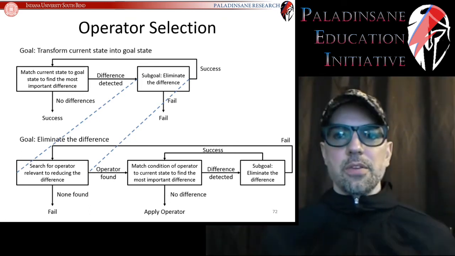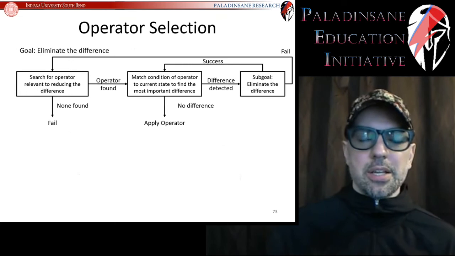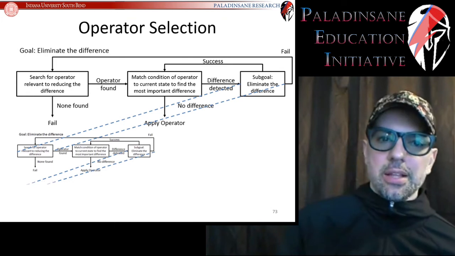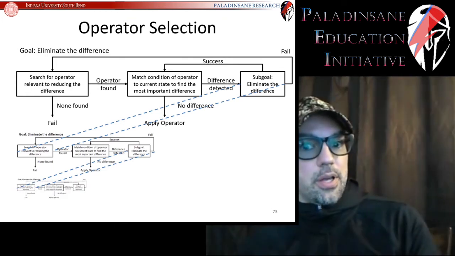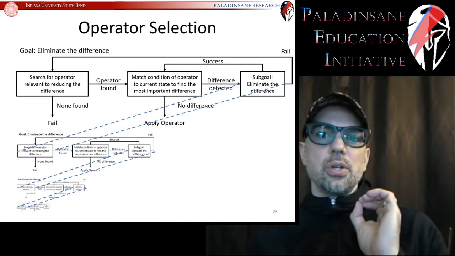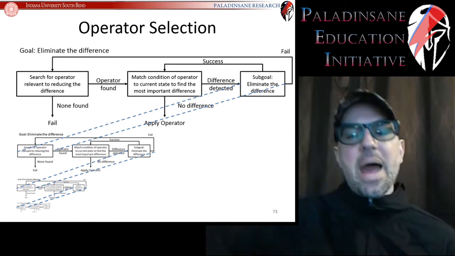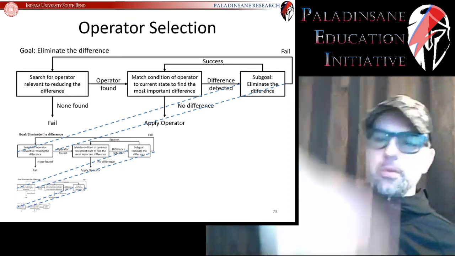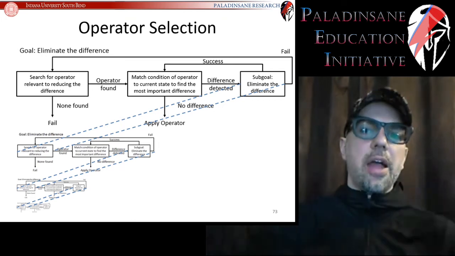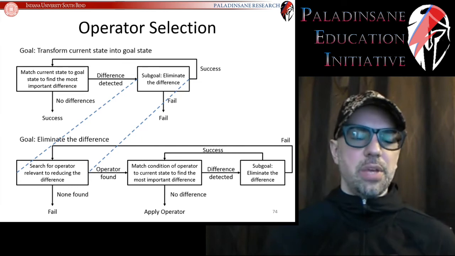So eliminating the difference of your initial sub-goal could lead you to another sub-goal. And then eliminating the difference of that sub-goal could lead you to another sub-goal, and so on, until eliminating the difference of that sub-goal finally resolves it. And then once you have that, you go back up the entire hierarchy there, and you're able to apply operators to solve each and every higher goal. All right, so that's the idea behind means end analysis.